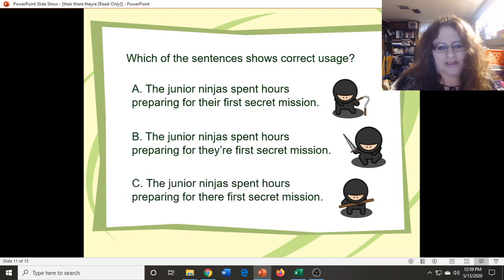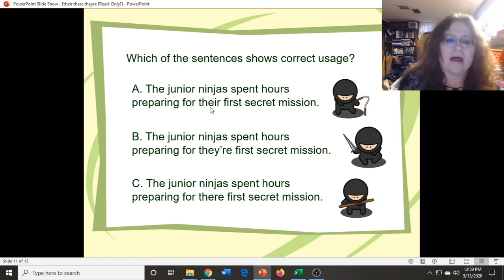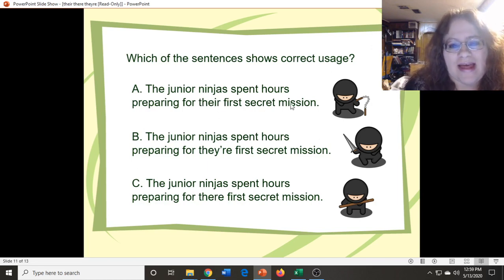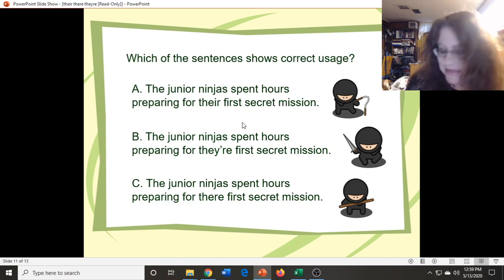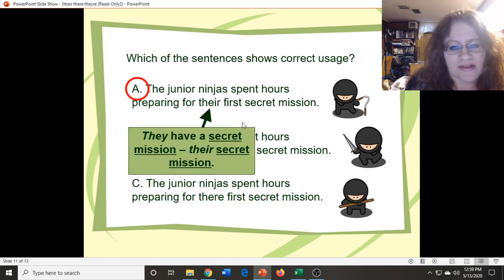Okay, let's try our they apostrophe re first. The junior ninjas spent hours preparing for they are first secret mission. Nope, that doesn't make any sense. We have to look at these other two. Their, possession, or there, location. Now for this, we can see that it's talking about their mission, the mission that belongs to them. So it is referring to ownership. So we would choose A, T-H-E-I-R.